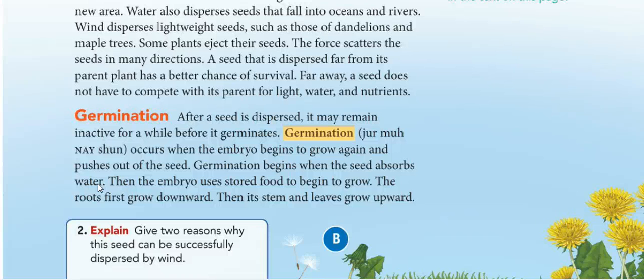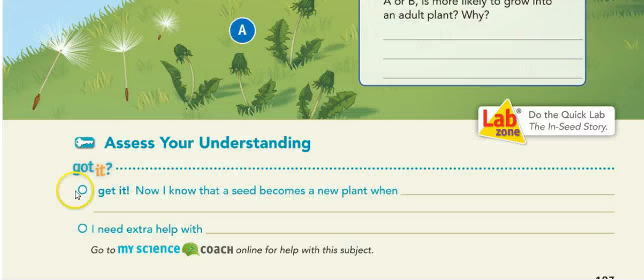As the embryo starts to grow, the roots come out of the seed first and grow downward. So some of you thought your plant was growing upside down. That was just the root that was coming out of the seed and growing downward. After that, the stem and the leaves start to grow upward.